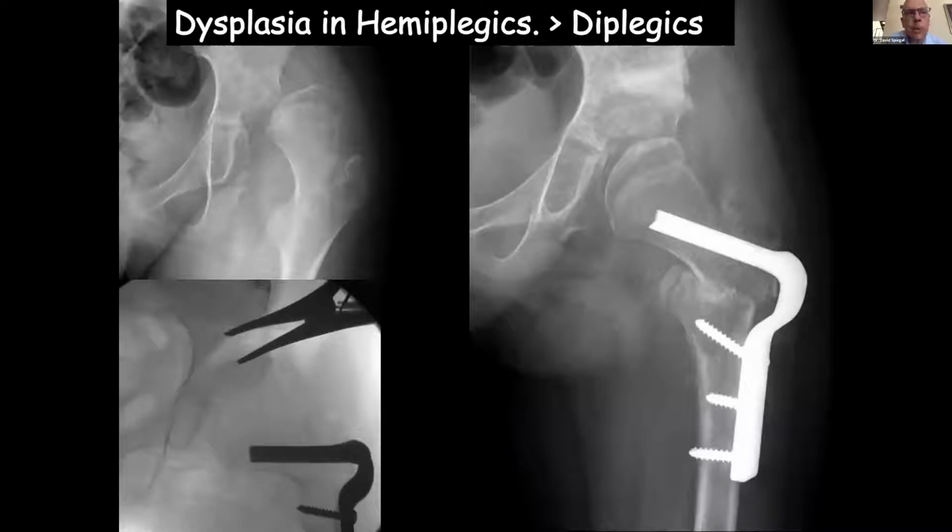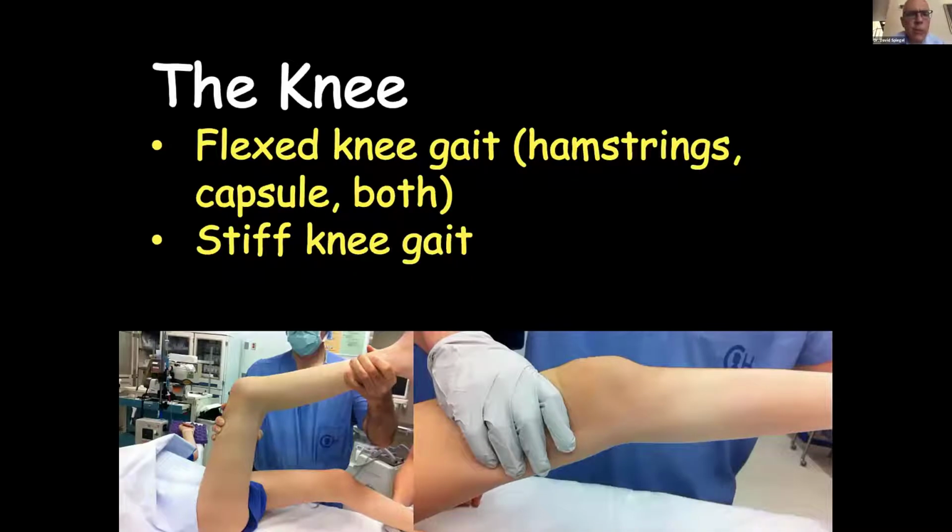It's rare in diplegics, but hemiplegics often do get dysplasia. So hip X-rays are always very important preoperatively. And if the hip is unstable, then whatever's required to stabilize this can be performed. The biggest problem at the knee is the flex knee gait, and I'll focus on that here. The stiff knee gait is treated by a rectus femoris transfer.